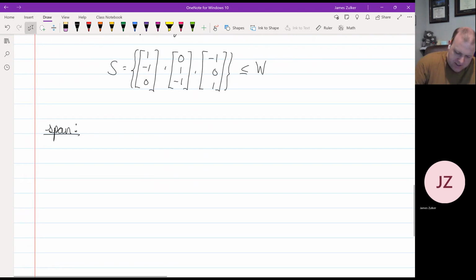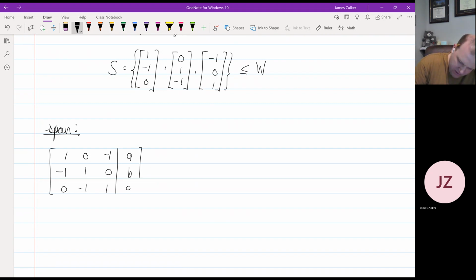To check for span, we want to set up the system of linear equations, C1 V1 plus C2 V2 plus C3 V3 is equal to some arbitrary vector (A, B, C) in W. Of course, we have a condition that A plus B plus C has to be 0. So we're going to have to do this by hand.